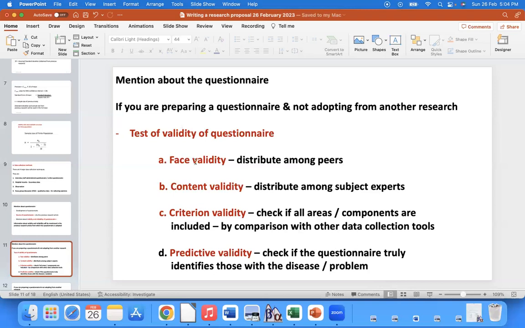Please keep in mind: face validity, distribution among students or team members; content validity, distribution among subject experts; criterion validity, download another language questionnaire and compare with it. Predictive validity means you have to predict the disease in future.